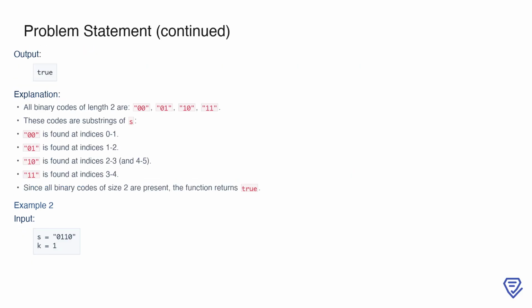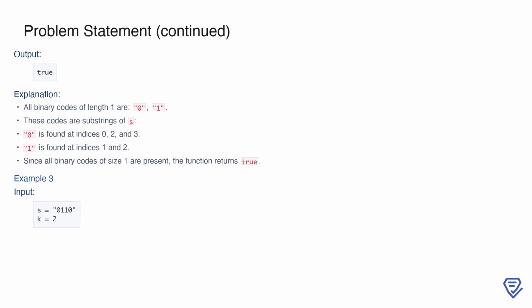In the first example, the binary string s is 00110110 and k is 2. This means we are checking for all binary codes of length 2. The possible binary codes of length 2 are 00, 01, 10, and 11. Now, if we look at the string s, we can find each of these codes as substrings. For instance, 00 is found at indices 0 to 1, 01 is found at indices 1 to 2, 10 appears at indices 2 to 3 and again at 4 to 5, and 11 is located at indices 3 to 4. Since all four binary codes of length 2 are present in the string, the function returns true.